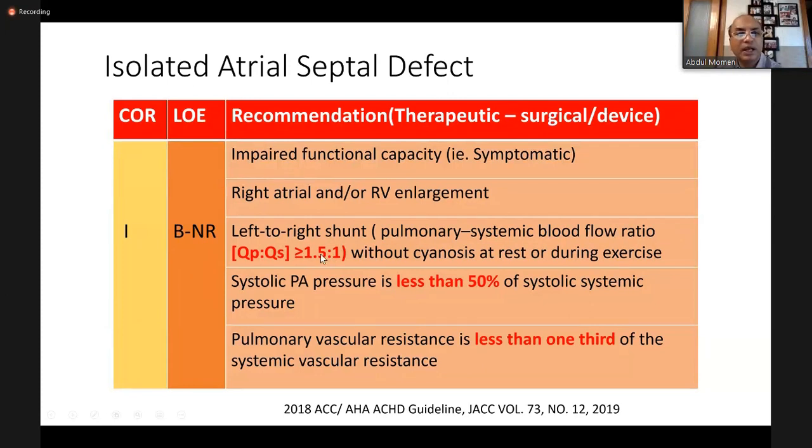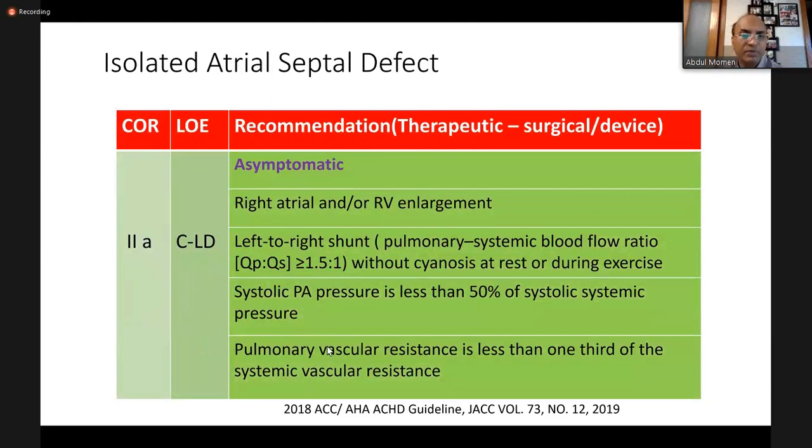Isolated ASD, class 2A: asymptomatic, right and left enlargement, QP/QS more than 1.5, PA pressure less than 50%, pulmonary vascular resistance less than 1/3 of the systemic resistance. Even if the patient is asymptomatic, it is better to close. What is a class 2A recommendation? It is better to close. There may be some benefit to closing even in an asymptomatic patient.